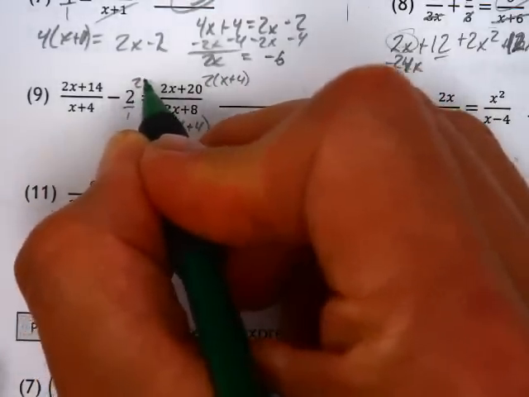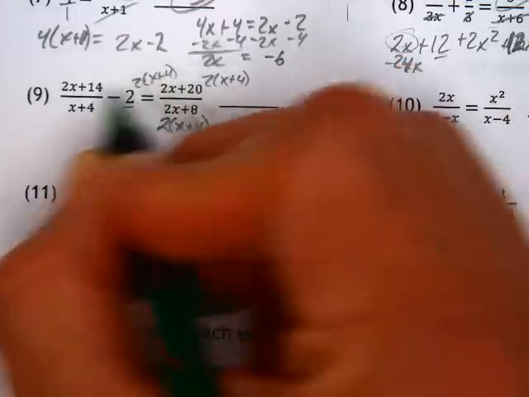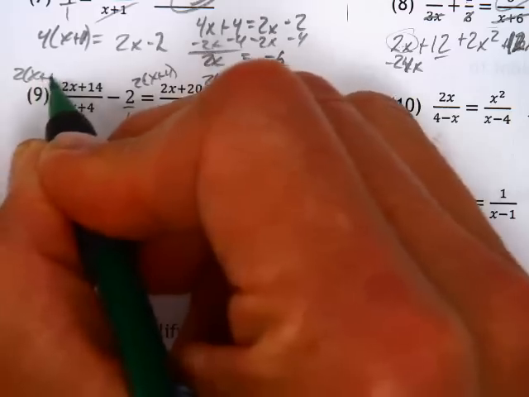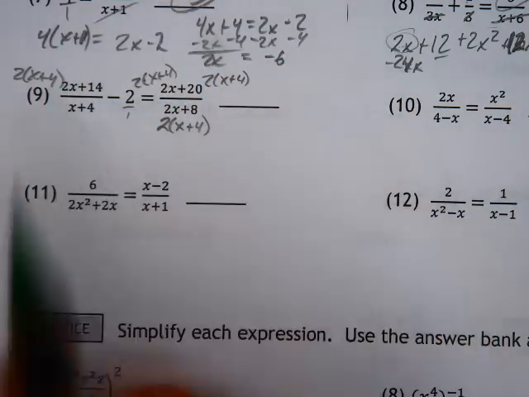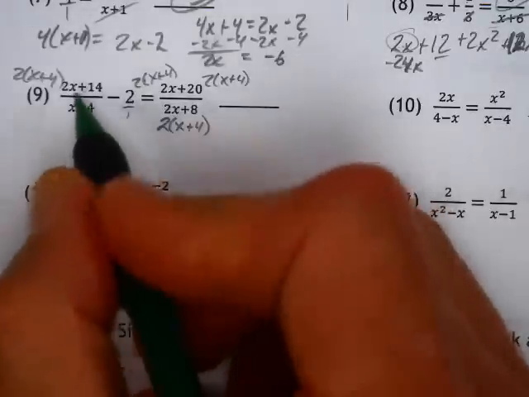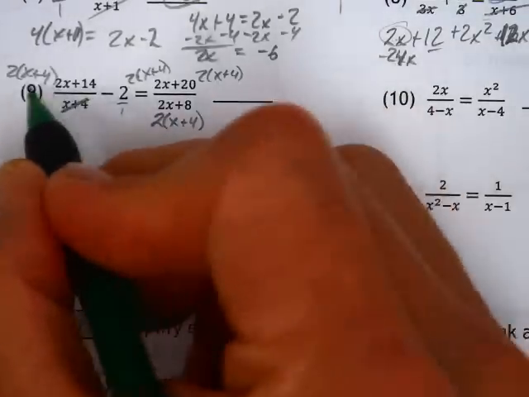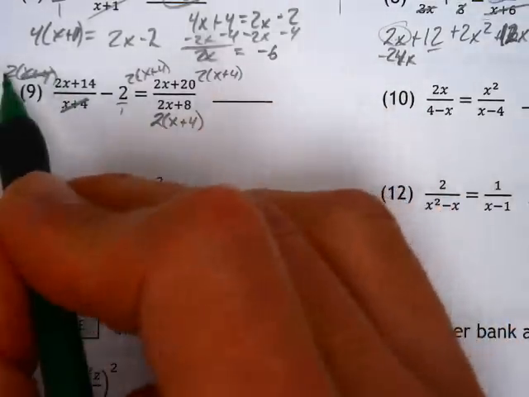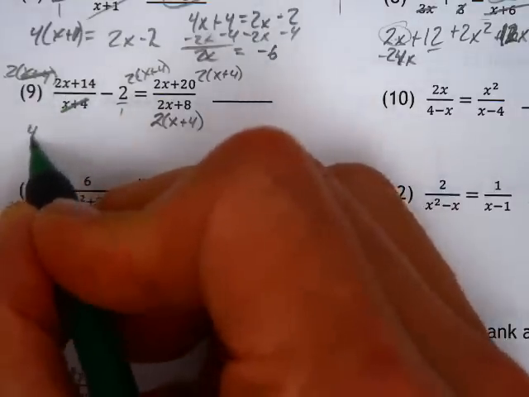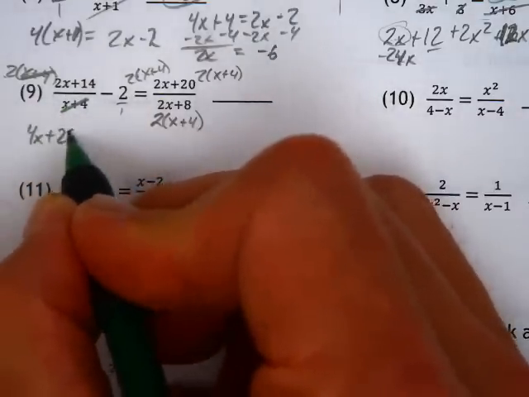next to each one. 2 times x plus 4. 2 times x plus 4. So then, before I multiply, I'm going to reduce each fraction. So this fraction goes from all of this madness to just 2 times that, which is 4x plus 28.